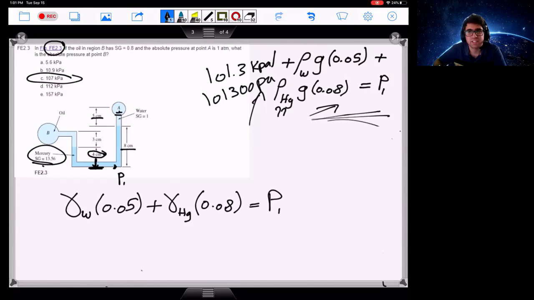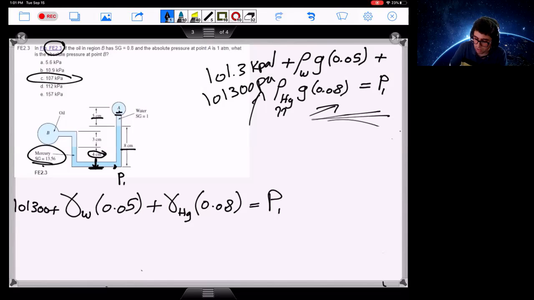This is if you want to find gauge pressure. The question here is telling you the absolute pressure at point A is 1 atm. What is 1 atm? 1 atm stands for 1 atmospheric pressure. What's the value of 1 atm? 101.3 kilopascals, or we use pascals. We don't like using kilopascals in these problems.